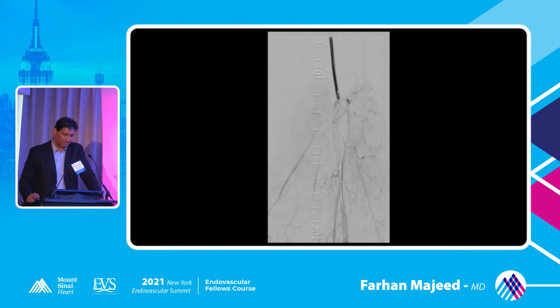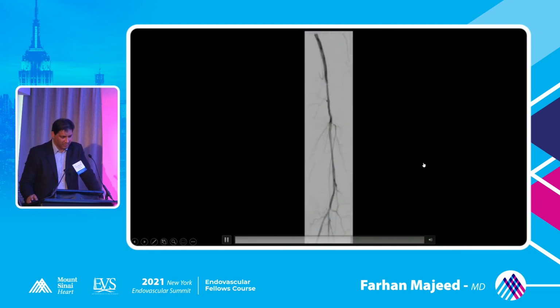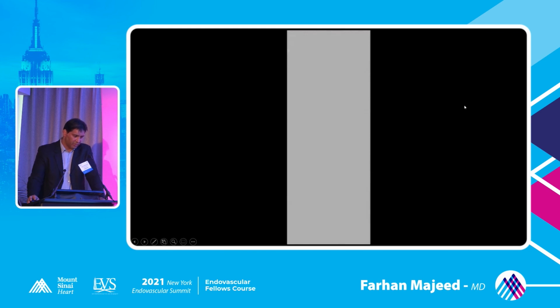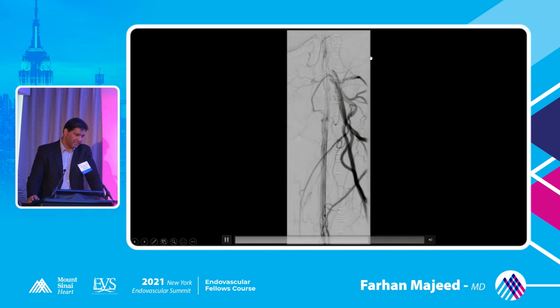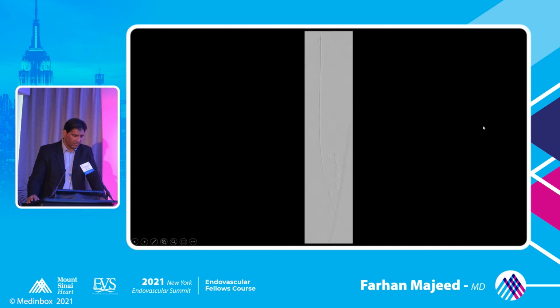Okay. All right, we're almost done. So at that point, we did exactly that. We actually did a Penumbra and aspirated the filter, pulled the filter out, and you can see that this is our result. We got good flow down to the foot, and then we ended up stenting the proximal portion of the SFA with a Zilver stent, and then we had great flow down there.